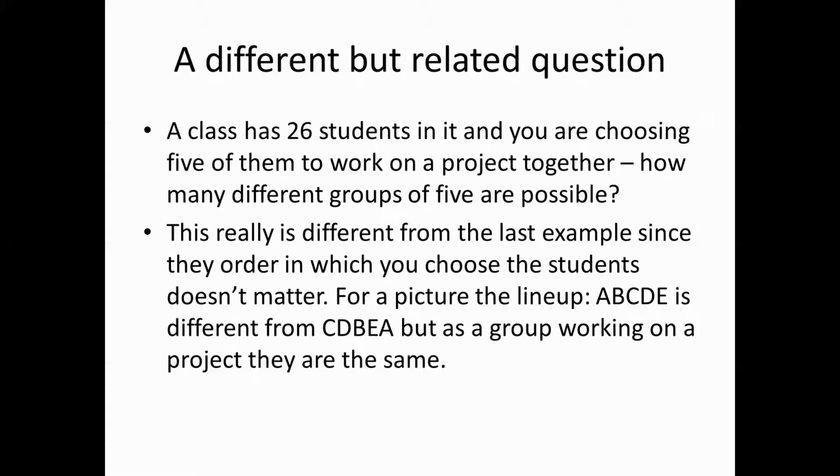Now a different but related question. A class has 26 students in it and you're choosing 5 of them to work on a project together. How many different groups of 5 are possible? This really is different from the last example, since the order in which you choose the students doesn't matter. For a picture, the lineup A, B, C, D, E is different from C, D, B, E, A, but as a group working on a project, they're the same set of students.